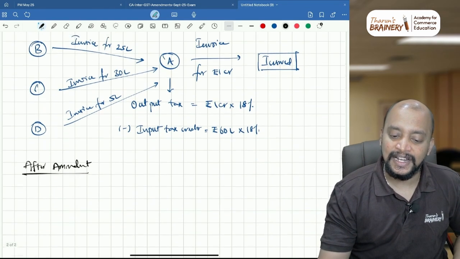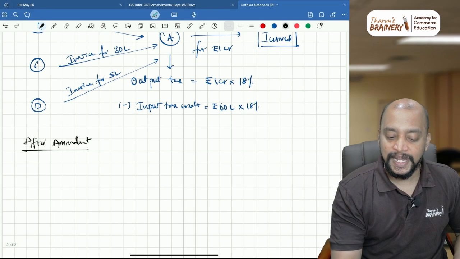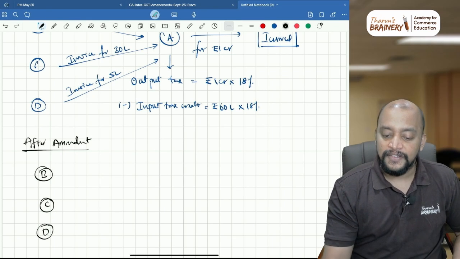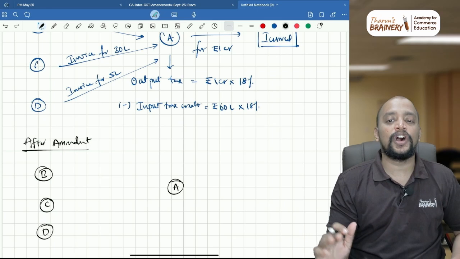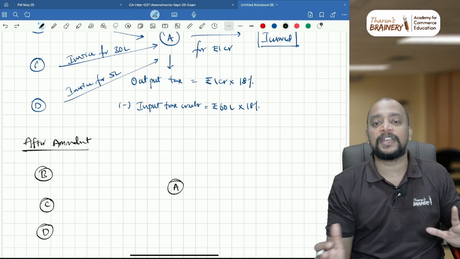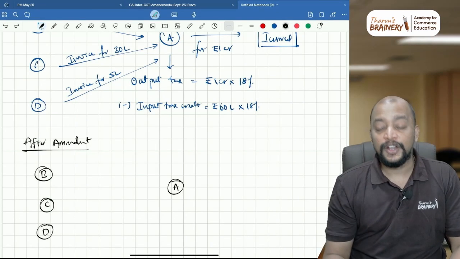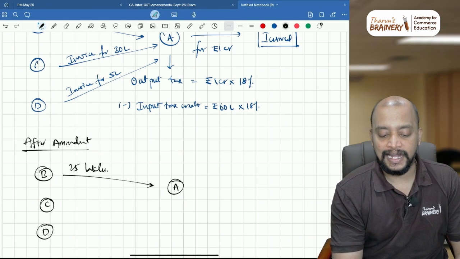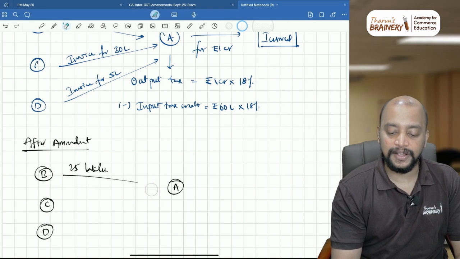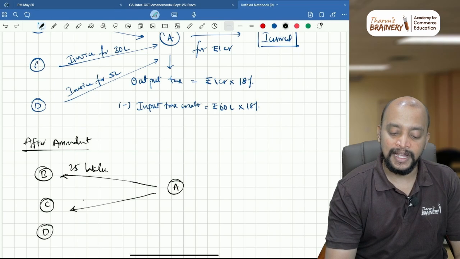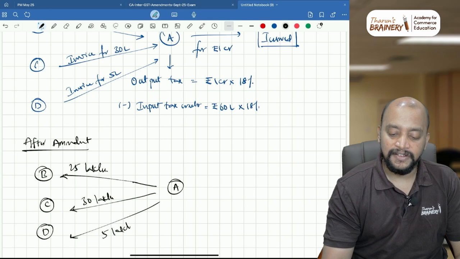So which means here, insurance company B, insurance company C, and insurance company D will not raise any invoice. Whatever money is collected by them is excluded from supply, not a supply. So whatever money they are receiving, B is receiving 25 lakhs from A, C is receiving 30 lakhs from A, and D is receiving 5 lakhs from A.